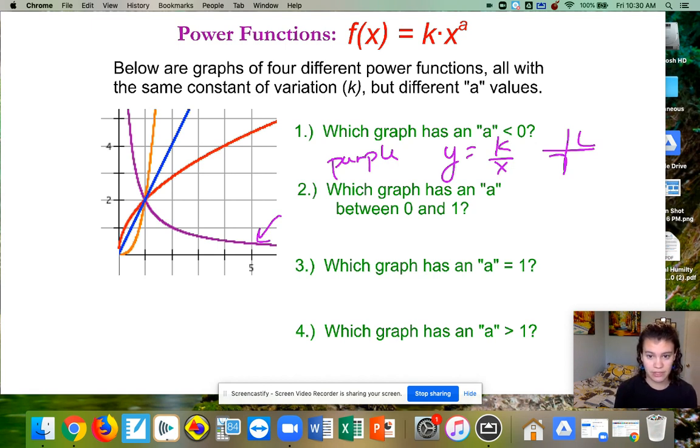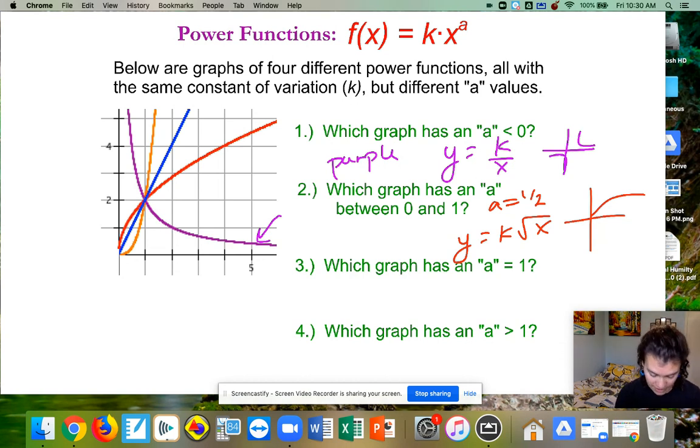Next, we want to figure out, well, what does it look like if a is between 0 and 1? So what that means is a is a fraction. So you could think of like a equaling a half is the easiest one for me. So you end up getting k times the square root of x. You know what that looks like. It's one of our 12 basic functions. It looks something like this. So that's going to look like the red one right here.